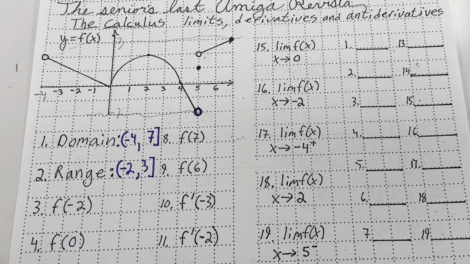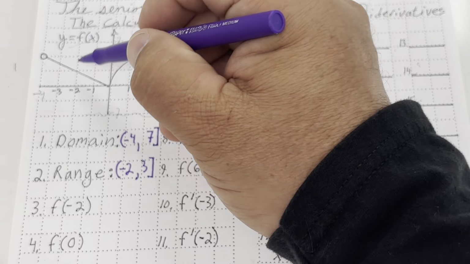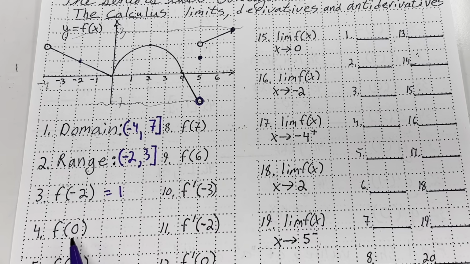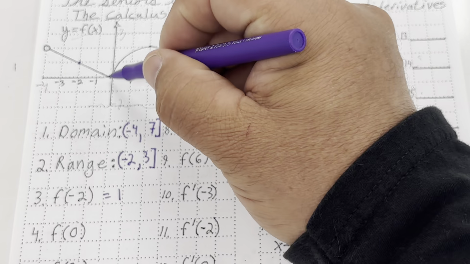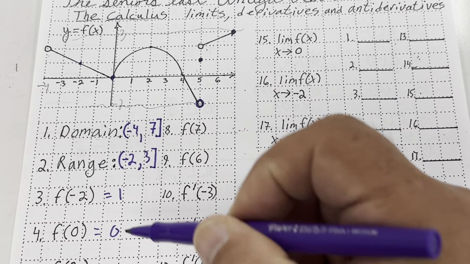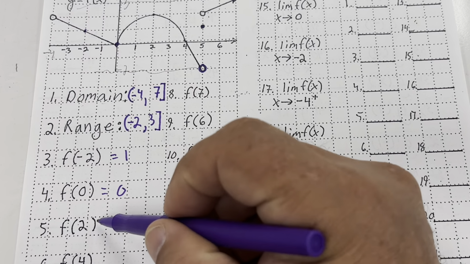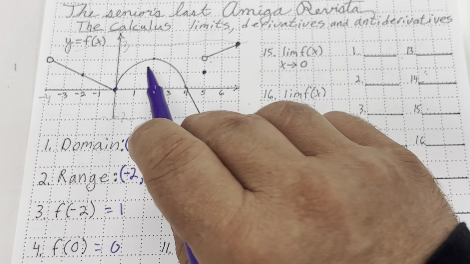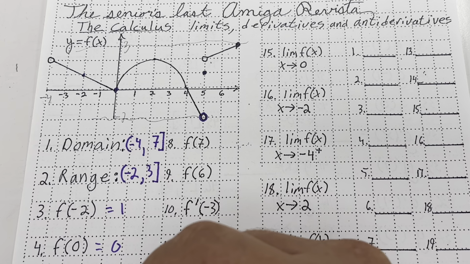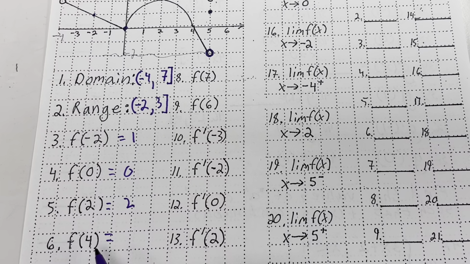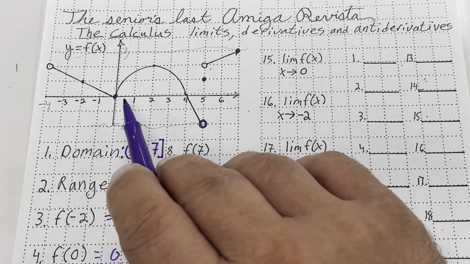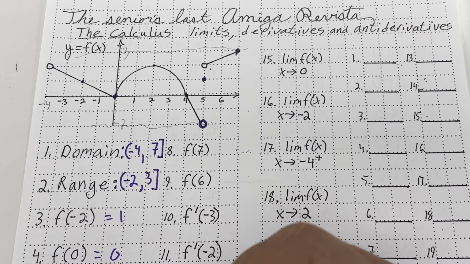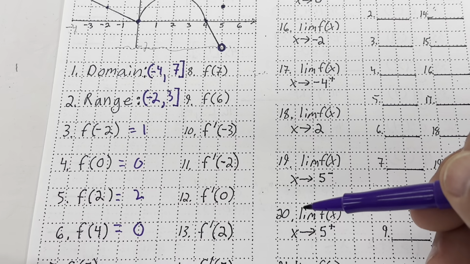F of -2: when the x value is -2, the y value is 1. F of 0: when the x value is 0, the y value is 0. F of 2. So when I scroll over to 2, the x value is also 2. F of 4. So when the x value is 4, we're going to scan across till we get to 4. Notice the y value is on the x-axis, so f of 4 equals 0.